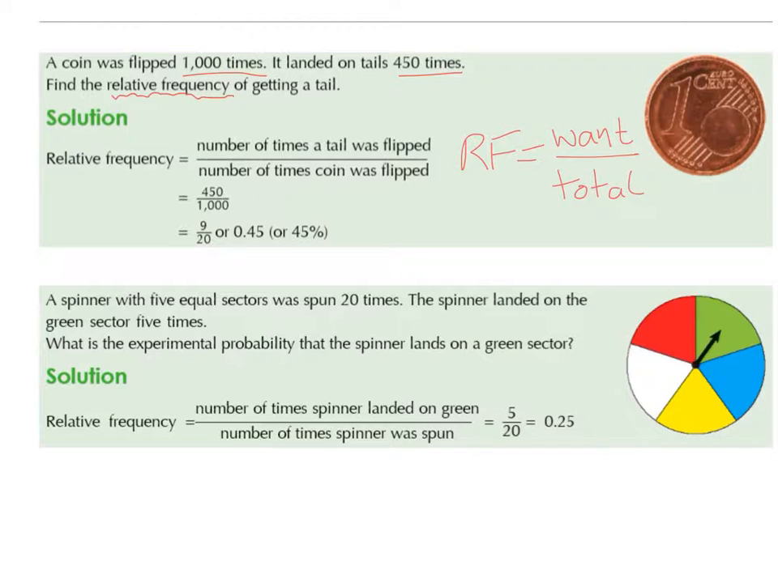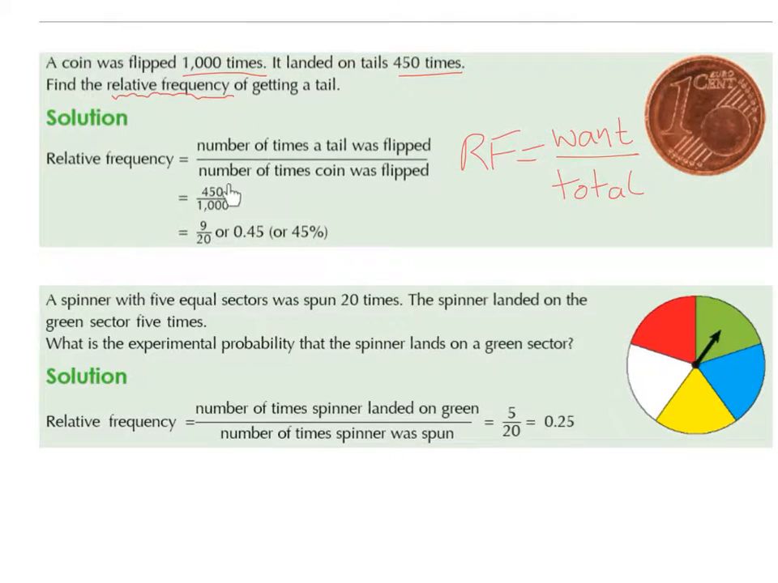Or a shorter version of relative frequency is what we want divided by the total. So we want the relative frequency of getting a tail. So the number of times we landed on tails will go as our numerator, which is 450, divided by the total number of times the coin was flipped, or the total number of trials. So that's going to be 1,000.